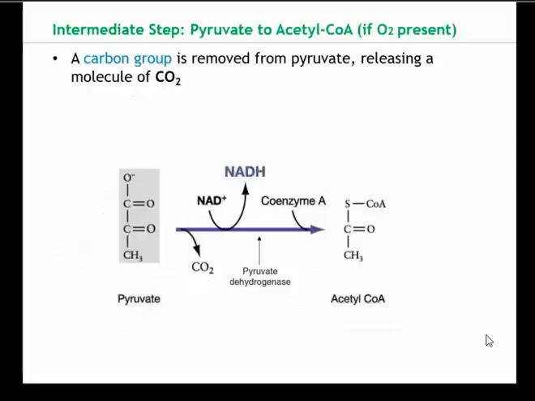So let's go over this process one more time before we move on. This picture, some students like it better because it breaks down the carbons and the oxygens and hydrogens and everything. So this is our intermediate step. We have pyruvate to acetyl-CoA. This only occurs if oxygen is present in the cell. A carbon group is removed from pyruvate, releasing carbon dioxide. So we see over here, we have a 3-carbon molecule, and then there's our hydrogen. We see here that with our pyruvate, we lost one of those carbons.